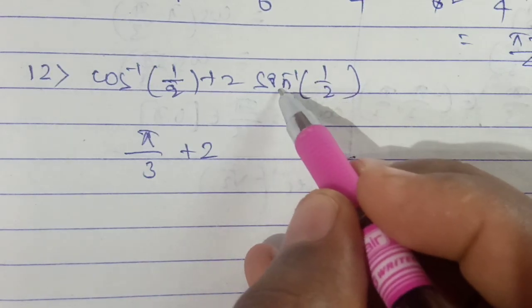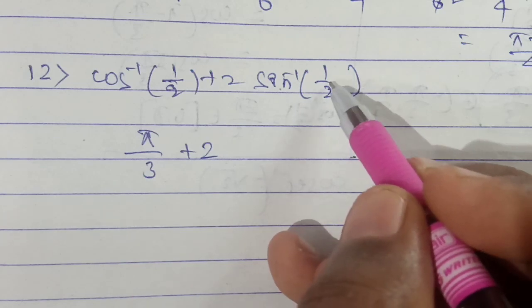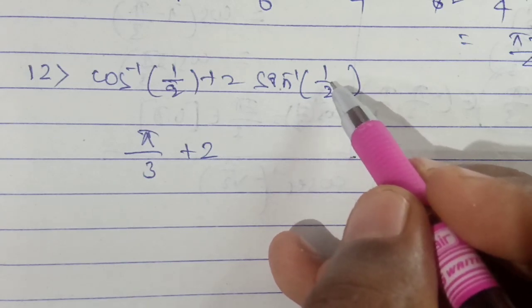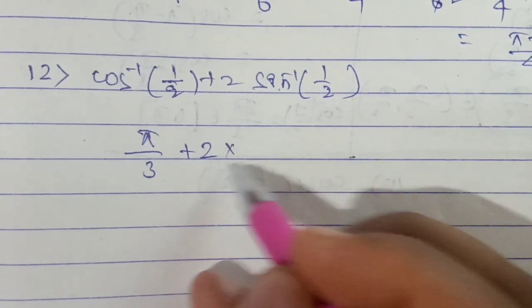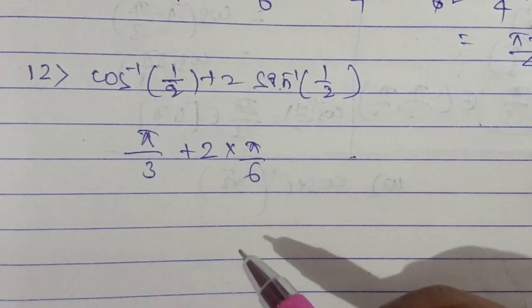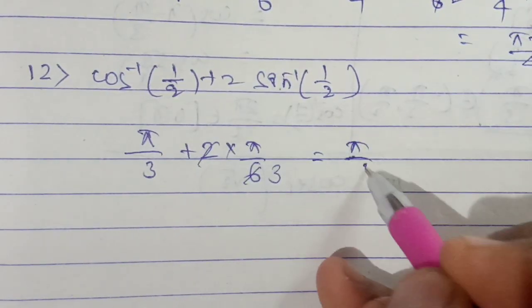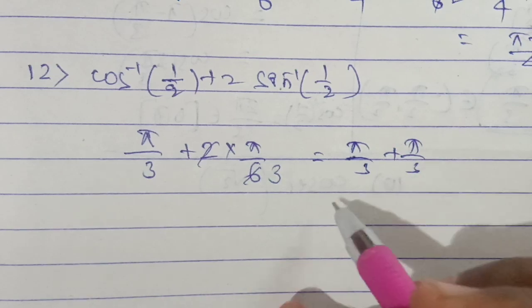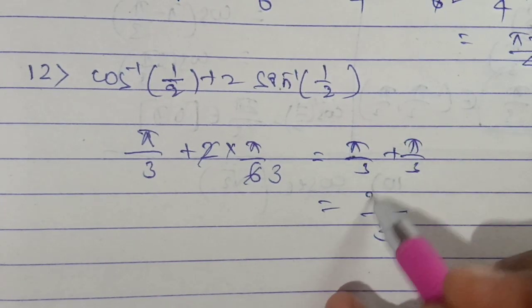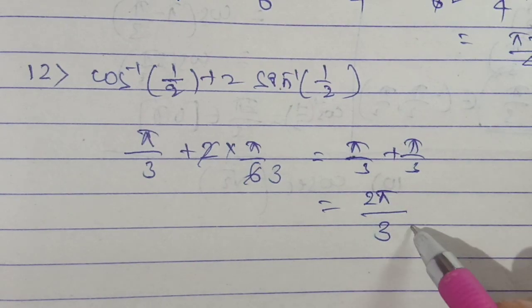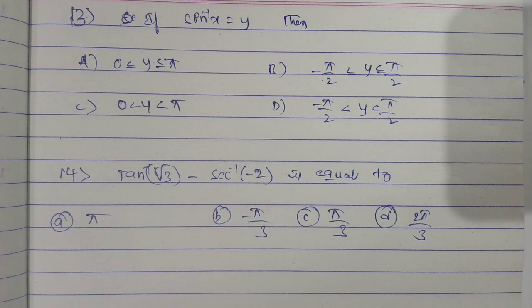If here sine inverse, there it must be a sine. Then sine, what value do I get? Sine 30 is 1 by 2. So that is sine 30, 2 ones are 2, 3s are... then pi by 3 plus pi by 3. Here both denominators are the same, so we can add the numerators directly, that is 2 pi by 3, the answer for this question. Next we move on to the 13th question.